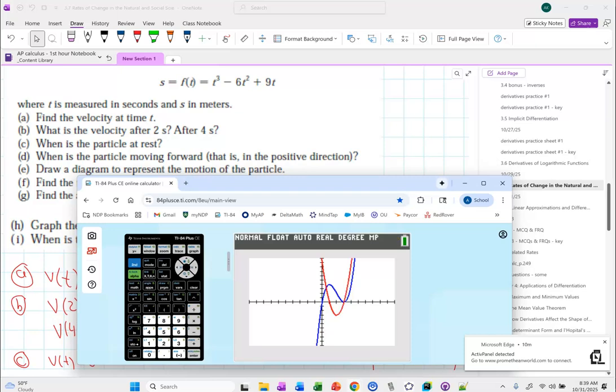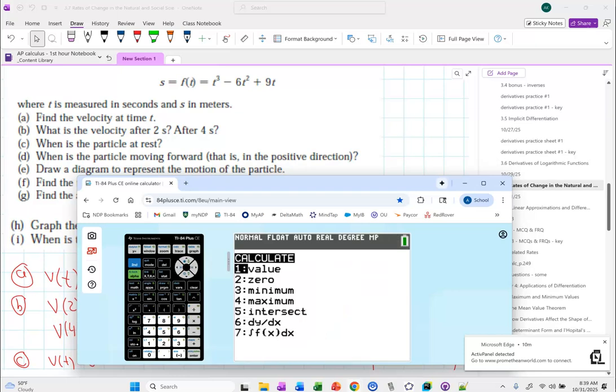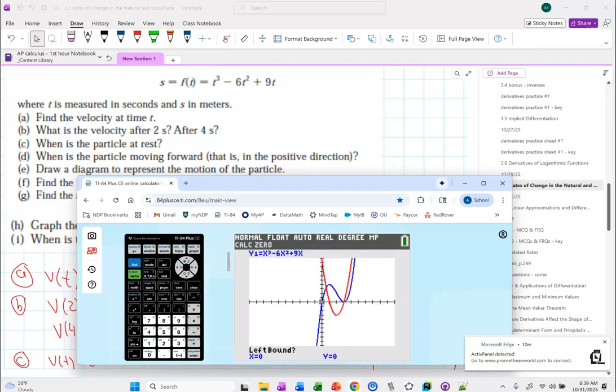Am I going to do that by hand? No, I'm going to use my calculator, right? What do I do to find where the derivative is 0? Just change the domain. Second, trace, 0 command, right? So I change to my derivative function, left bound, right bound, guess. There's one solution. Repeat.